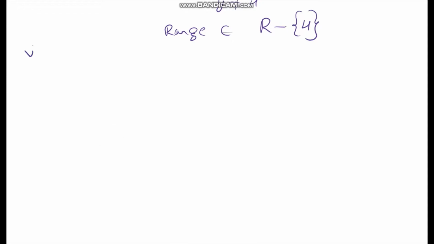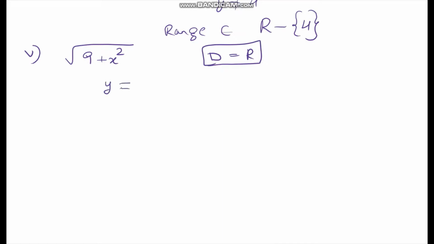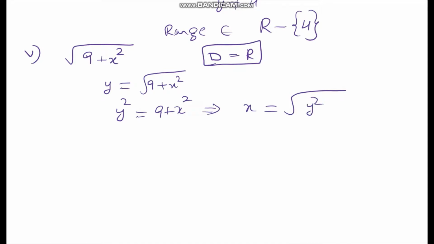Fifth one is square root of 9 plus x square. The domain for this is always the real number set. Whatever the value of x we have, the function is defined. Coming to range, let y equal square root of 9 plus x square. So y square will be equal to 9 plus x square. That implies x equals square root of y square minus 9.